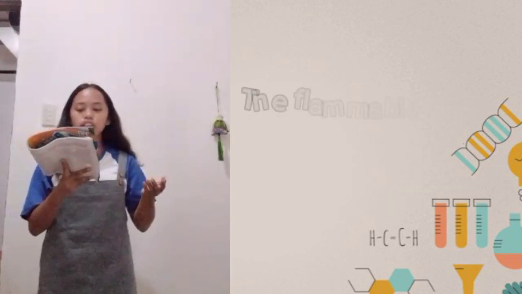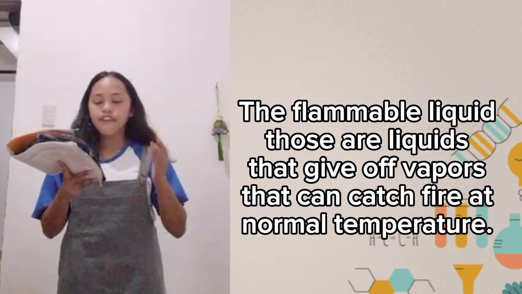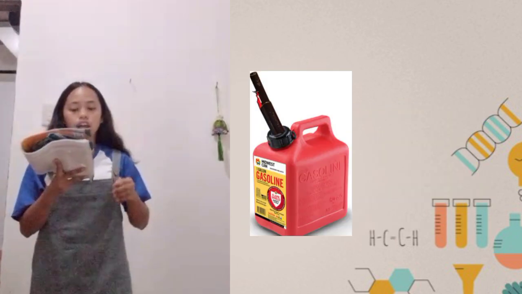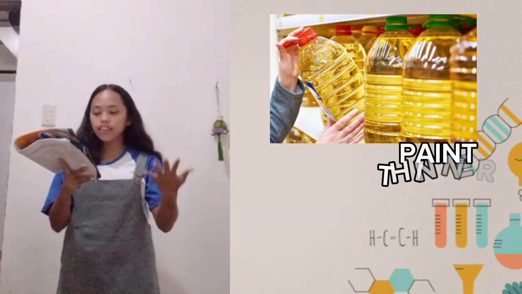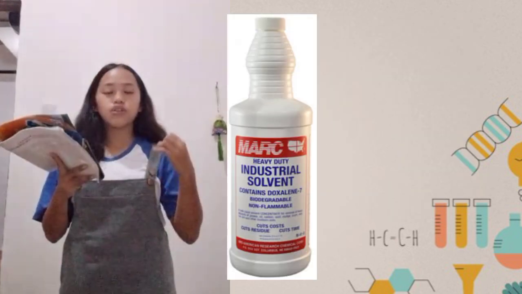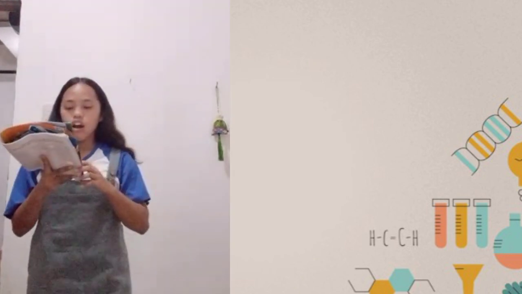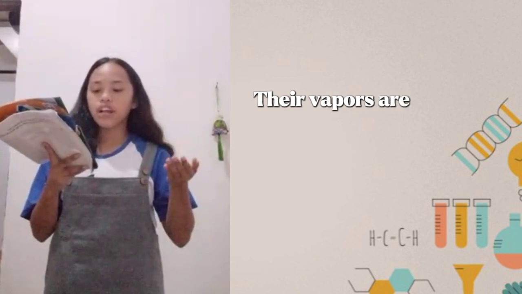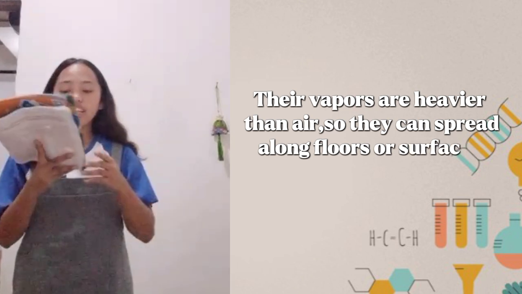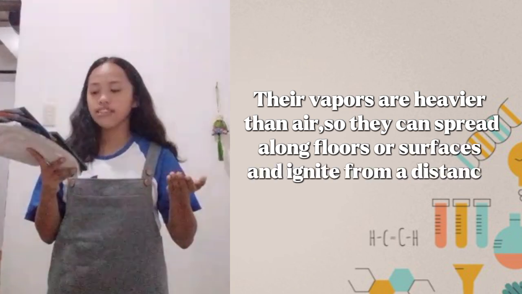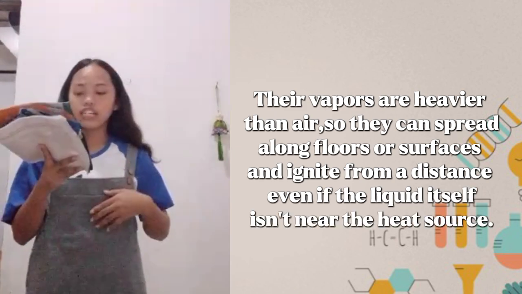Flammable liquids are liquids that give off vapors that can catch fire at normal temperatures, like gasoline, diesel, kerosene, alcohol, paint thinners, cooking oil, and industrial solvents. Their vapors are heavier than air, so they can spread along floors or surfaces and ignite from a distance, even if the liquid itself isn't near the heat source.